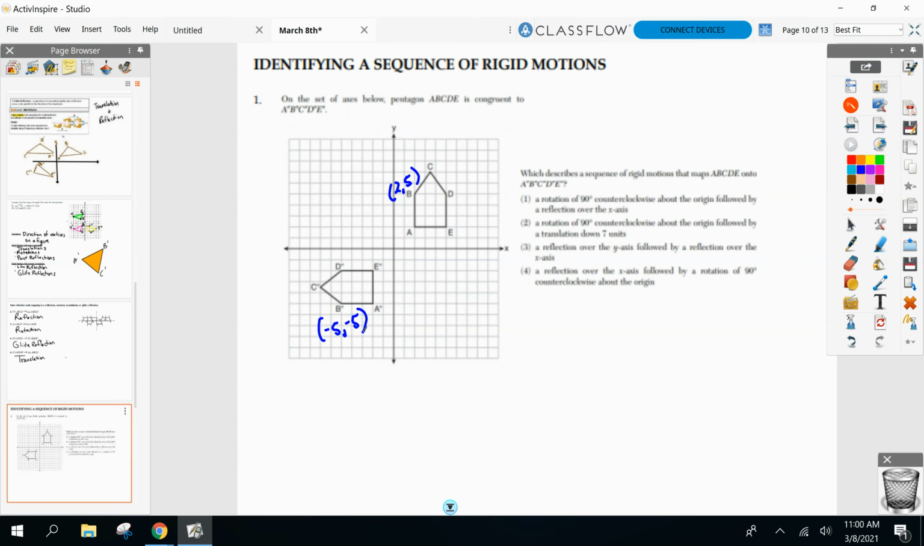This is by far the toughest part of the unit, figuring out how do I go from one figure to the next. And this is just multiple choice now, so at least you have things to test.